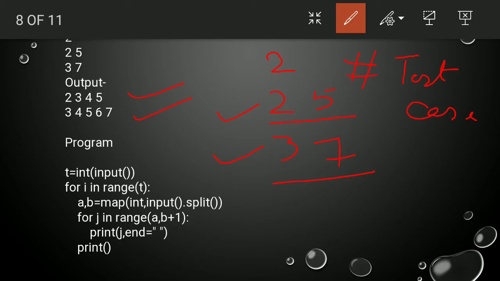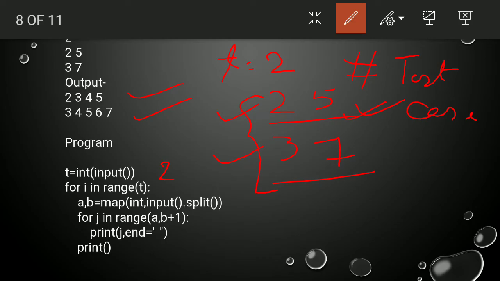So what's our program? First of all, we take the test case: t equals int of input. Here 2 will be stored. Now for i in range of t, up to the number of test cases, we will take that many inputs. So we take a, b equals map of int of input dot split. Means a equals 2 and b equals 5, split by the space.